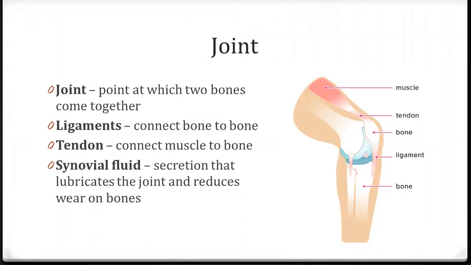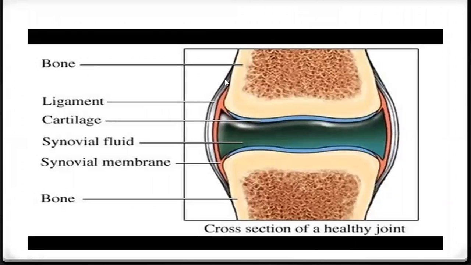Okay, we have joints. Joints are the point at which two bones come together. Ligaments can connect bone to bone. Tendons connect muscle to bone. And the synovial fluid is the secretion that lubricates the joint and reduces wear on bones. So this is just showing you a close-up. You have bone to bone in your joint. You have the synovial fluid that helps cushion, and then you have the cartilage at the end. So sometimes you hear that the cartilage has worn down, and that's when you have really uncomfortable pain in joints.